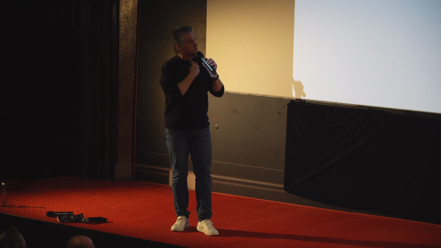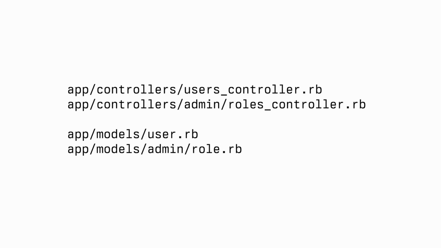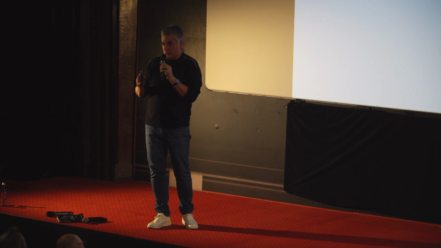Let's base this walkthrough on one particular example. Let's imagine that we have a users controller, a namespace admin that has a roles controller, and then we also have a user model and admin/role.rb. Let's imagine we have these files. Given this project structure, what is Zeitwerk going to do for us when we invoke the setup method?